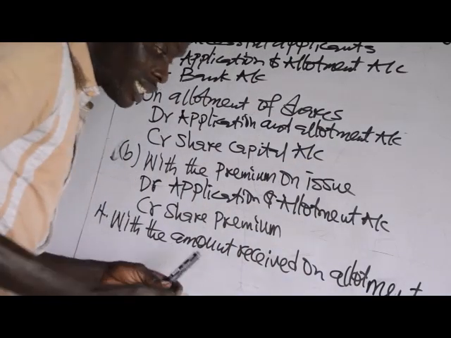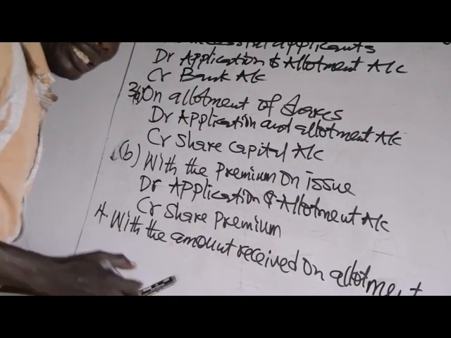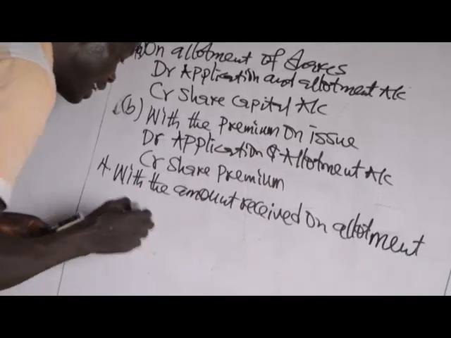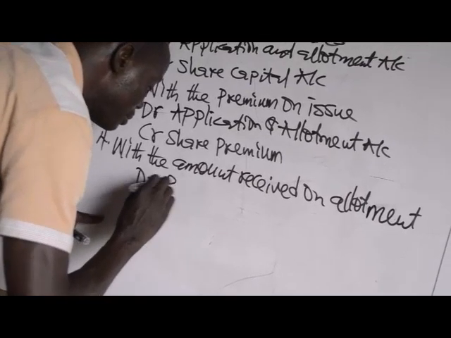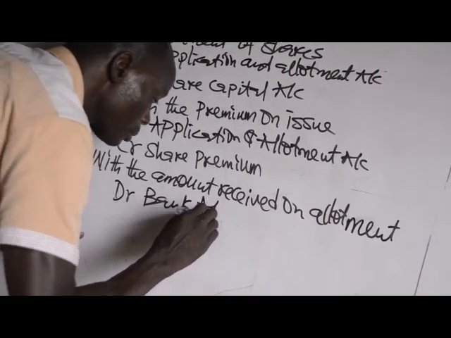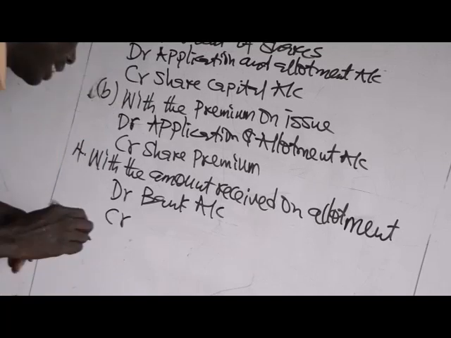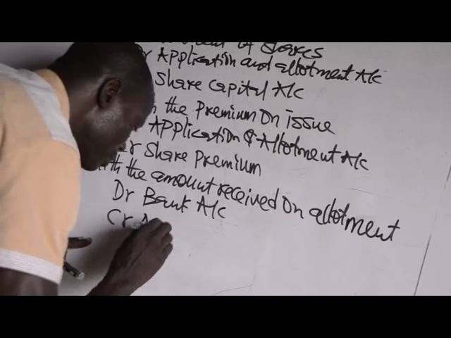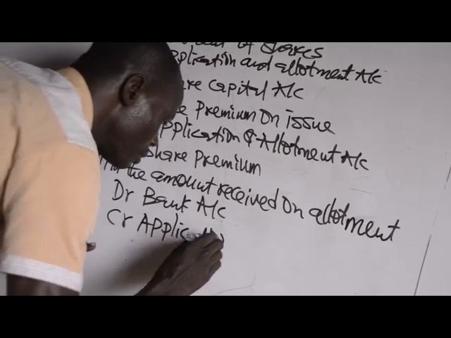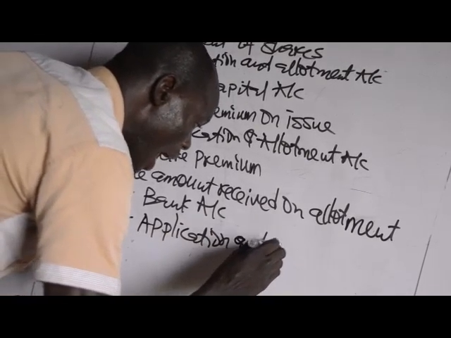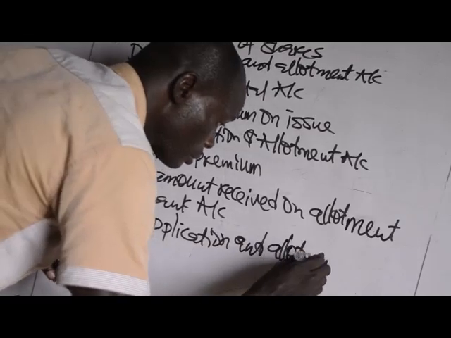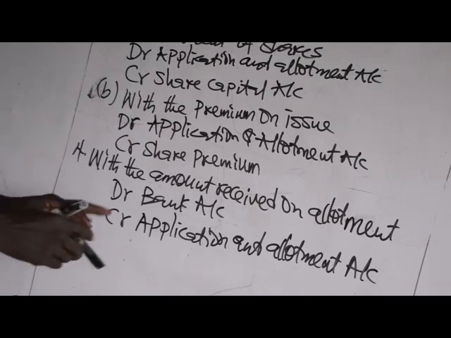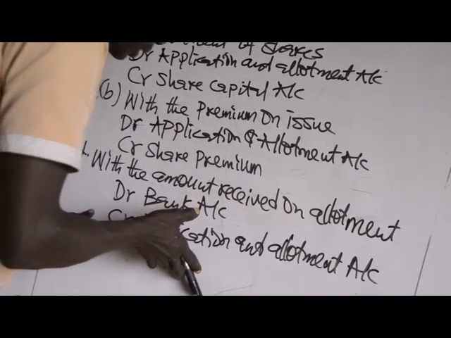So when the company receives money at the allotment stage, the bank account of the company receives the amount. So bank becomes the receiver. In that case, you debit bank account and you credit application and allotment account. That is with the amount received during the allotment.